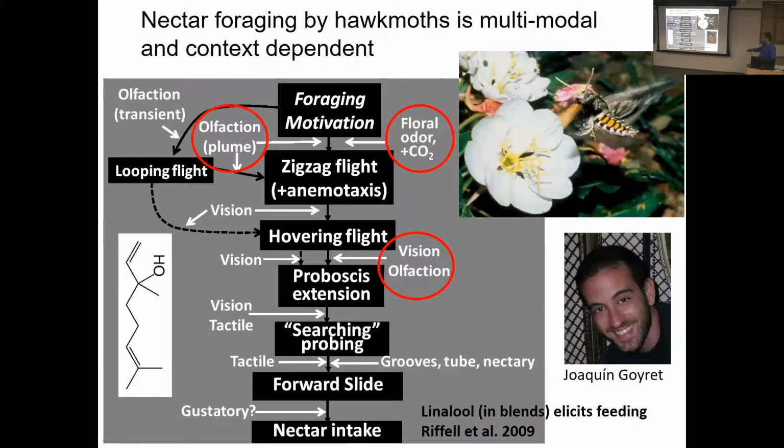And linalool is one of the compounds that we've shown, and others have shown, like Jeff Riffle, to sort of release this searching and probing behavior in moths. So in fact, while I'm talking about linalool, I want to pass around some linalool for you to sniff. Some of you are familiar with it. It's in bergamot oil, Earl Grey tea, Fruit Loops. You can pass these around. And this is the racemic mix for those of you who really want to know which enantiomer it is.